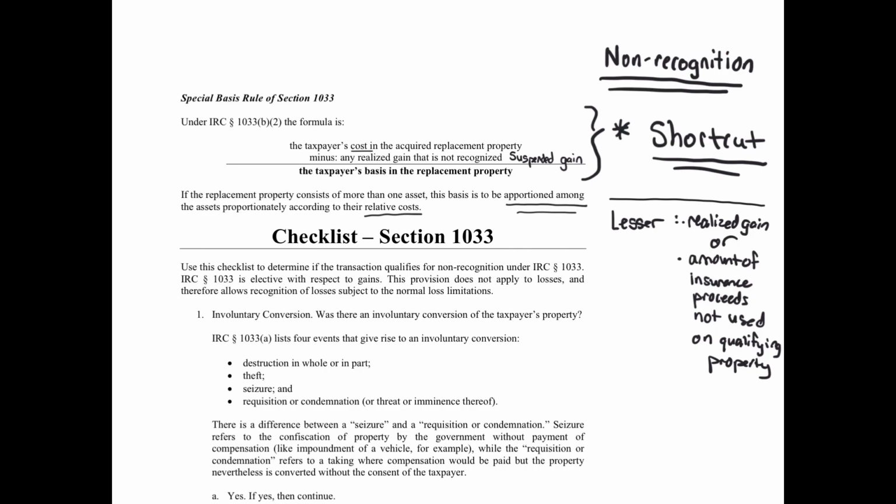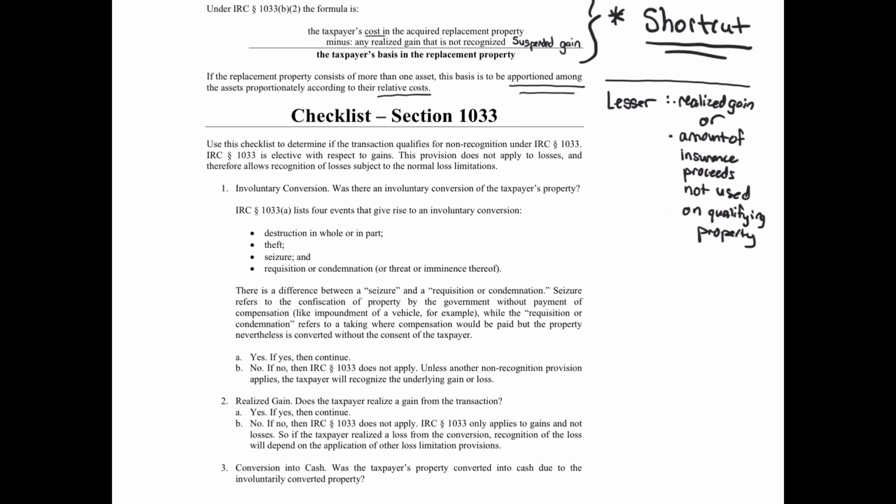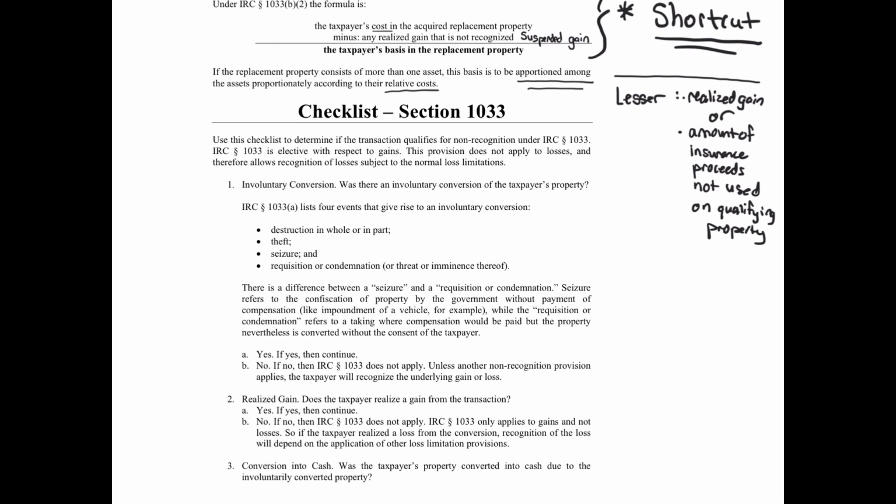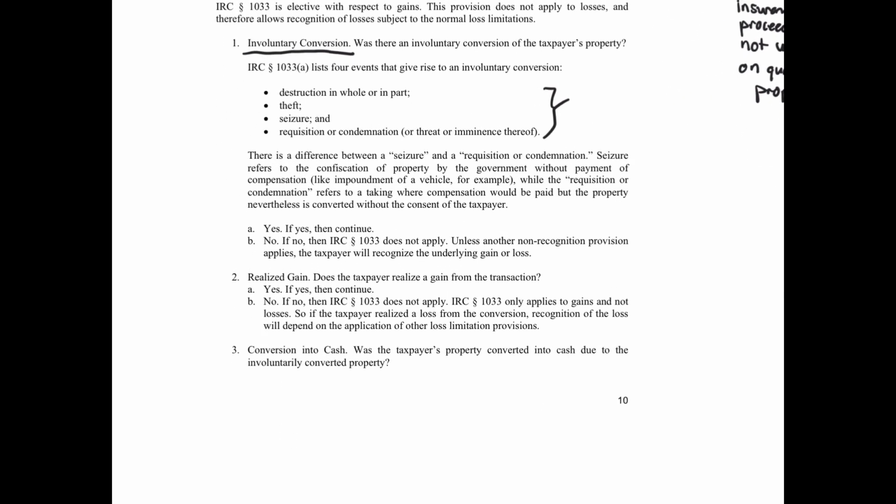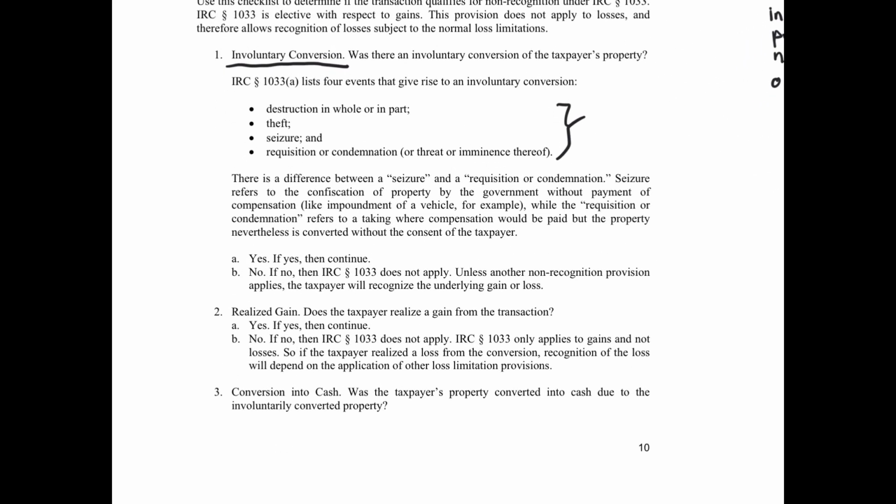Okay? The checklist walks you through all the steps in an order that will help you. So first thing is, do we have an involuntary conversion? That's where we focus on the event. We've got some examples here: natural disaster, theft, seizure, requisition, boom. If we do, we continue. If not, can't get it. Next thing you need is a realized gain. So if you have a realized loss, can't get this.